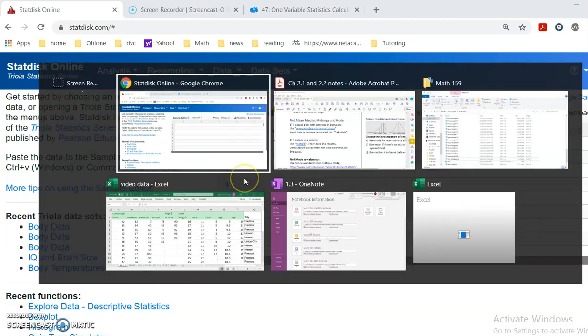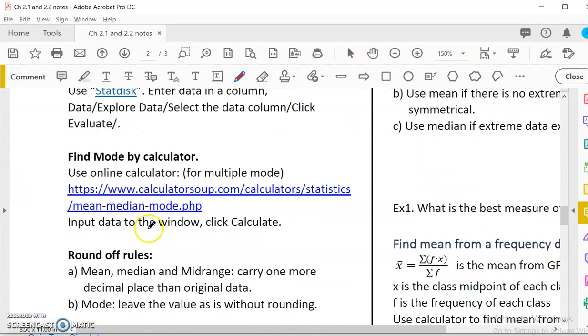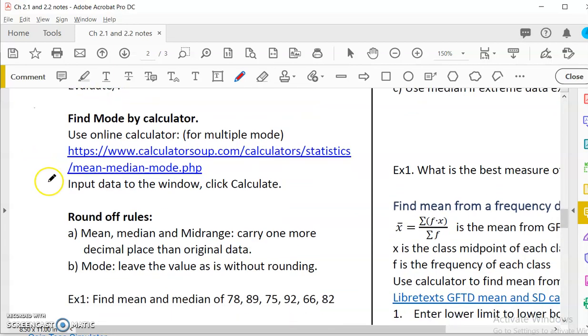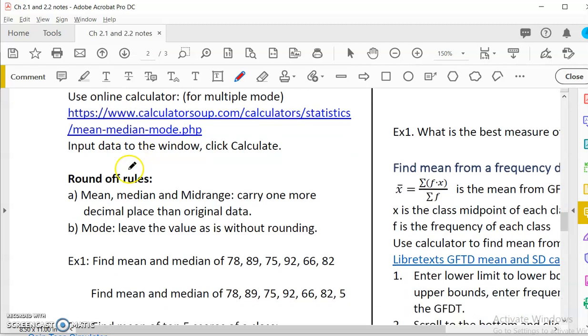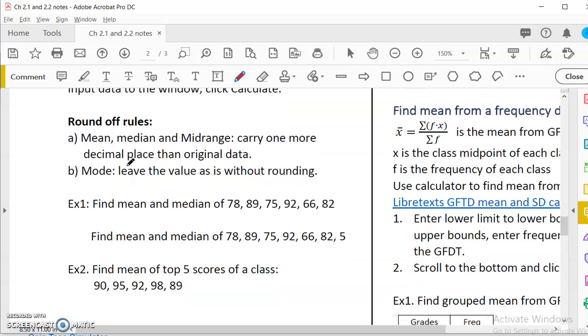Okay, so let's do an example on how to use them. And then for mode, I show you a calculator here, but really we don't need to use it that much. If you want to find the mode, there is an online calculator from Calculator Soup, but it has a lot of ads, so I don't usually use it. Usually I just sort the data and find out.